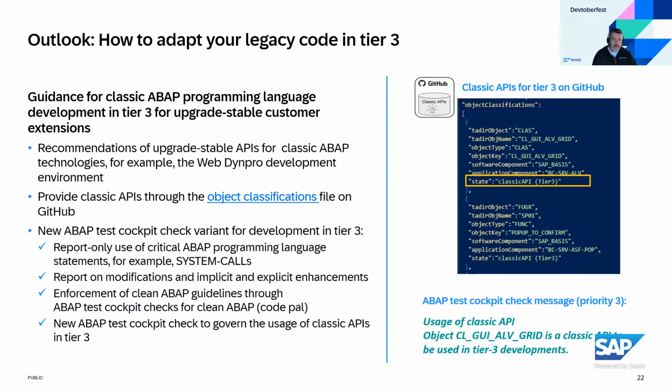I want to keep it in a Dunpro-like application. But then I now have a clear guidance from SAP on what the good APIs and the bad APIs are. So that's basically it. We're targeting to have this available by the end of this year. So there will be these additional classic APIs available on GitHub, and there will also be these adjustments of the ATC check. Now something completely different.